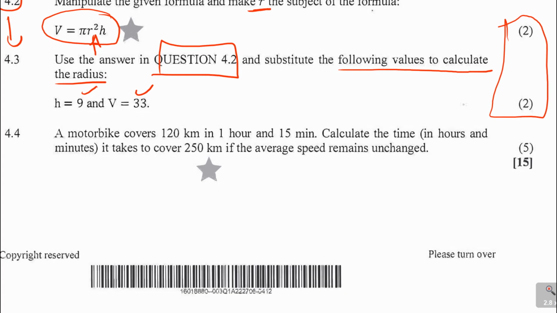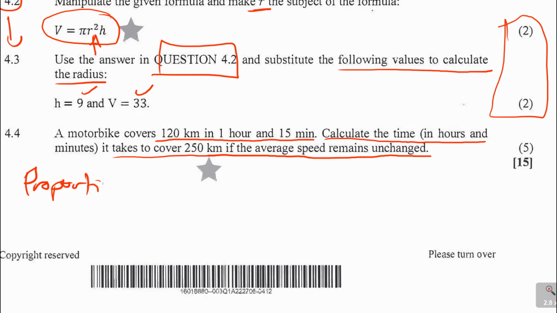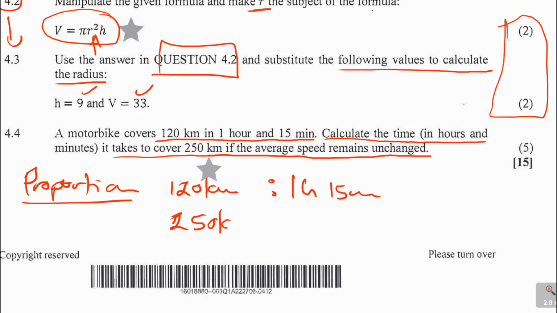4.4, a motorbike covers 120 kilometers in 1 hour 15 minutes. Calculate the time in hours and minutes it takes to cover 250 kilometers if the average speed remains the same. 2 ways of doing it. You can use proportion here, which I'll show you in the video, to say 120 kilometers is to 1 hour 15 minutes. And then the question is, how about 250 kilometers? It is x. Then you find how long here.